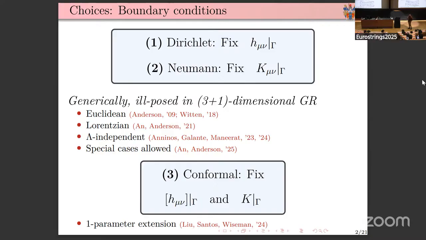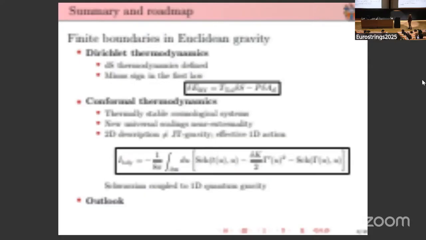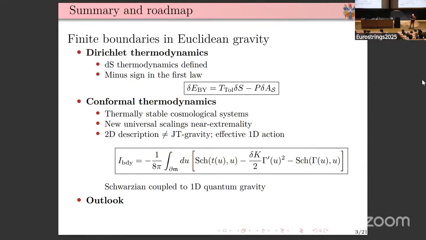So the point of this talk is I'm going to be explaining to you a little of this history and also the utility of adding finite boundaries, particularly in the context of Euclidean gravity and what they tell us about gravitational thermodynamics. So in the first chunk of the talk, I'm going to be talking about finite Dirichlet boundaries and the thermodynamics, particularly for de Sitter space. So we'll see how these can lead to important insights about the thermodynamics of the de Sitter static patch, defining ensembles.